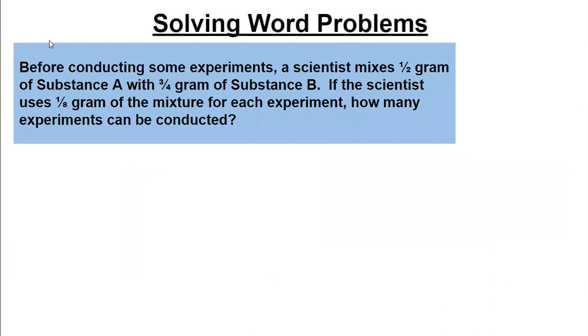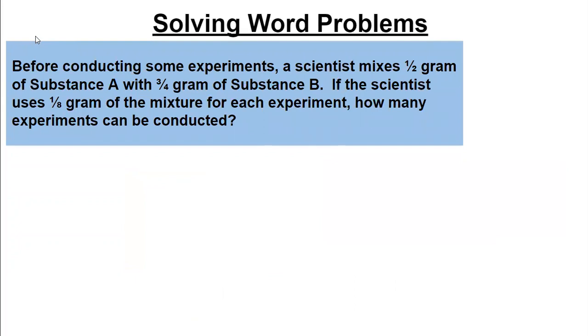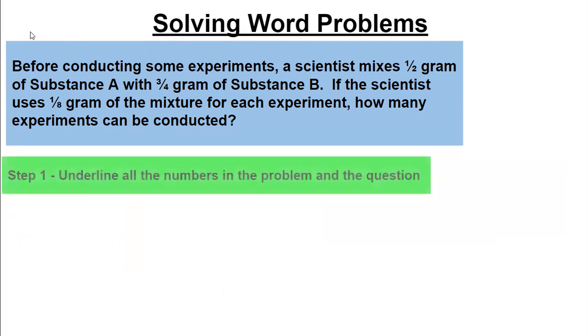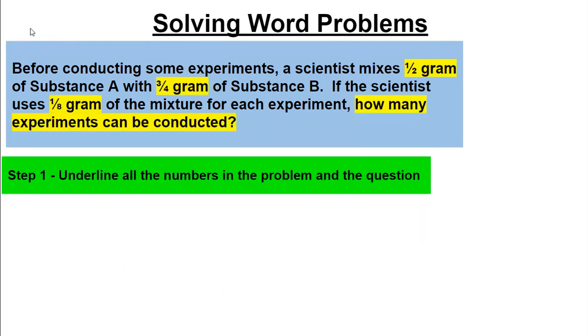Okay, let's try another one. Before conducting some experiments, a scientist mixes 1/2 gram of substance A and 3/4 gram of substance B. If the scientist uses 1/8 gram of the mixture for each experiment, how many experiments can be conducted? Step 1, underline all the numbers in the problem and the question. 1/2 gram, 3/4 gram. He uses 1/8 gram of the total mixture. And how many experiments can be conducted?